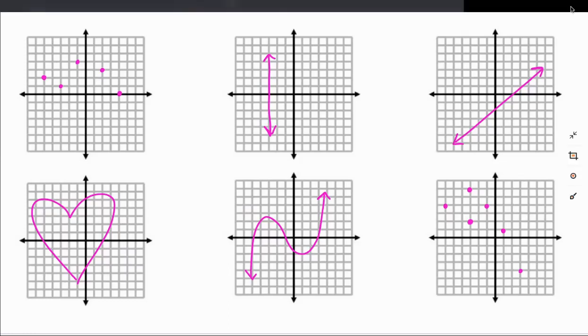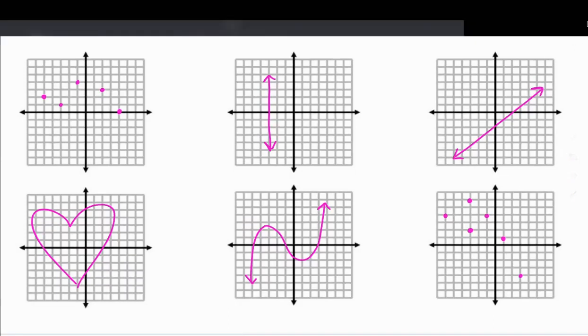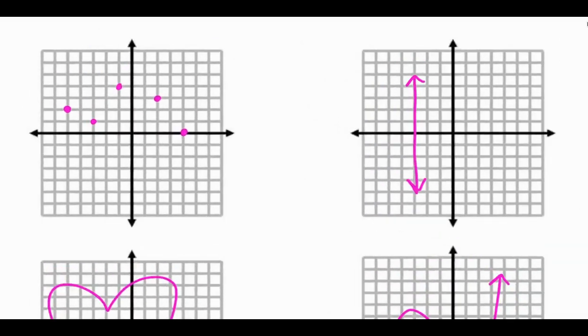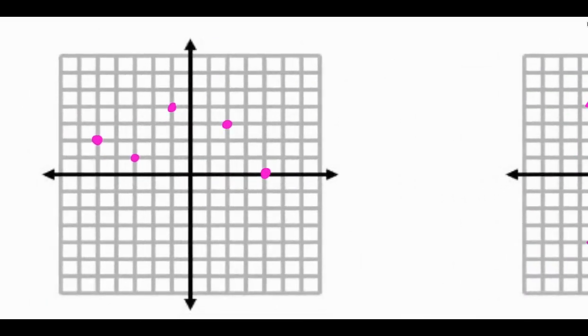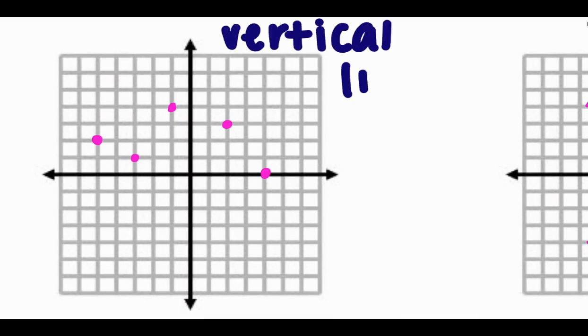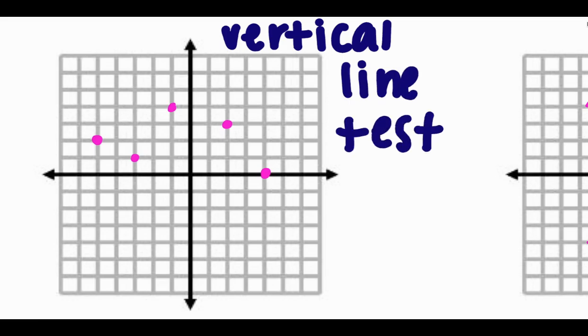All right, so in this video, we are going to refresh on deciding if something is or is not a function. Remember, when we have our graphs, we do the vertical line test. That is just where you draw a nice little vertical line, straight up and down, and see how many times it touches your graph.